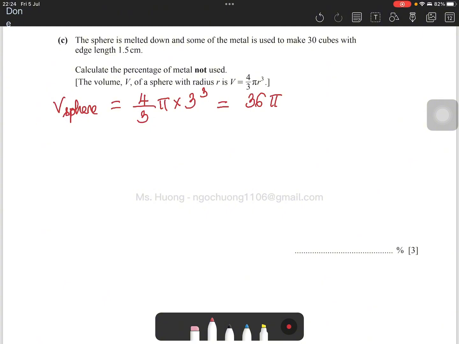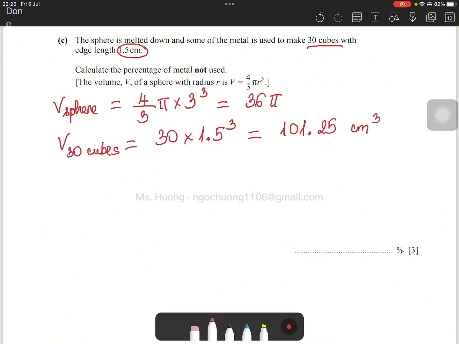And then we find the volume of 30 cubes. The volume of 30 cubes is equal to 30 multiplied by the volume of 1 cube. 1 cube has the volume of 1.5 cubed because the length of one side is 1.5. And this will be 101.25 centimeter cubed.